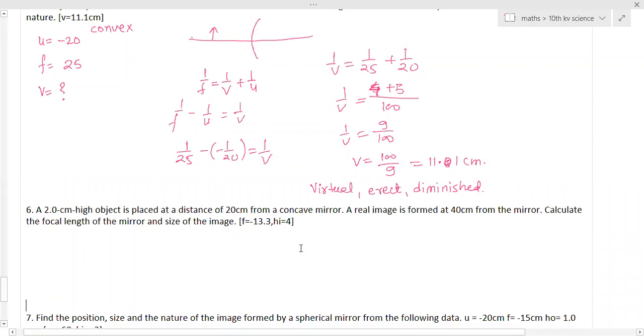Dikshita, next question. First complete the earlier one.